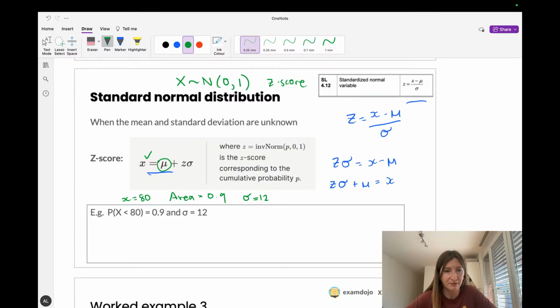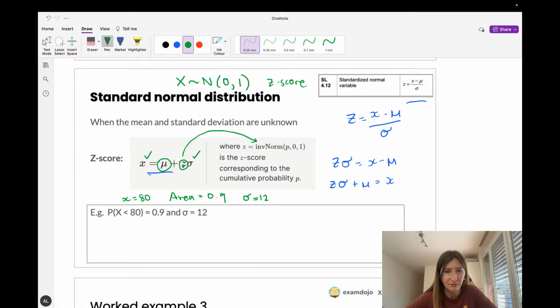So that's going to be something we're going to have to figure out. Z, we don't know our z score, okay? That's where this is going to come in useful. And our standard deviation is 12. So we have two unknowns. This is our end goal, finding mu.